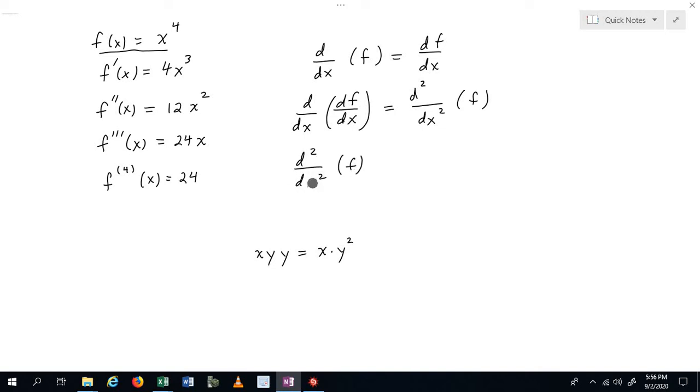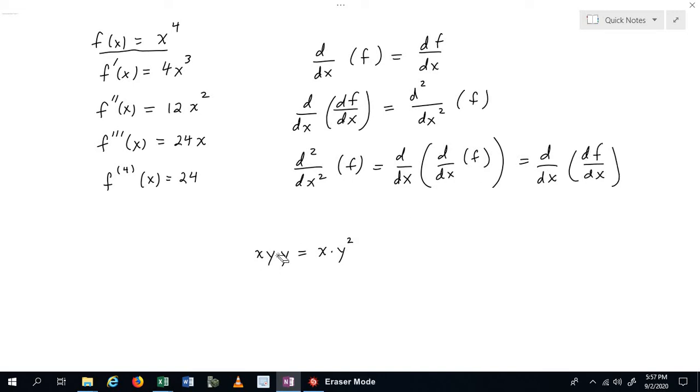So if you see the second derivative operator operating on a function, what it means is you're taking the derivative of the function, the first derivative of the function, and then after that you're taking the derivative of that again, of that new function. Okay, so this is how we denote higher order derivatives using Leibniz's notation. Okay, and you just continue to do this.